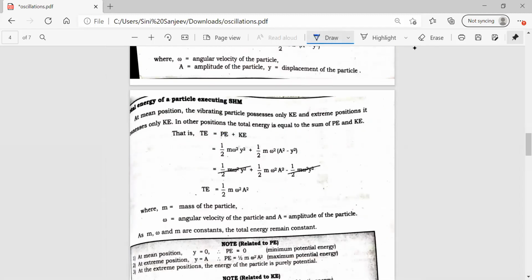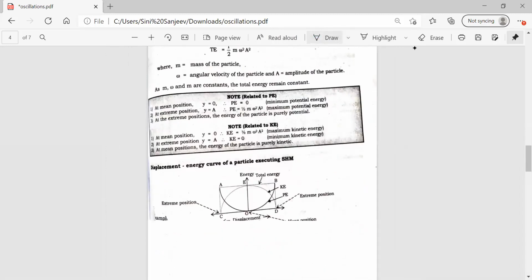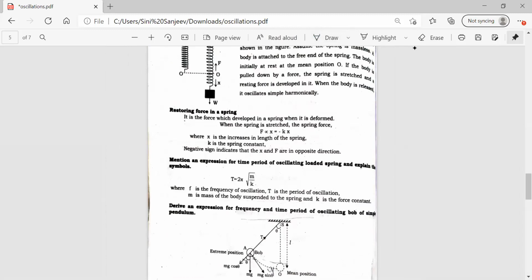Total energy: just add the potential energy and kinetic energy, the above two equations we got, right? That's it in this. I'm just going to touch the important parts here.